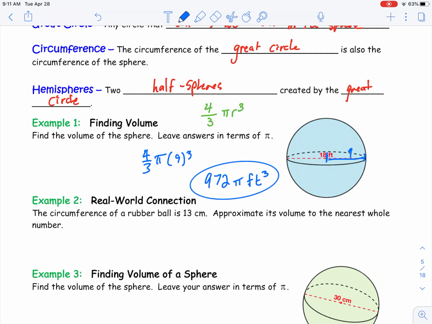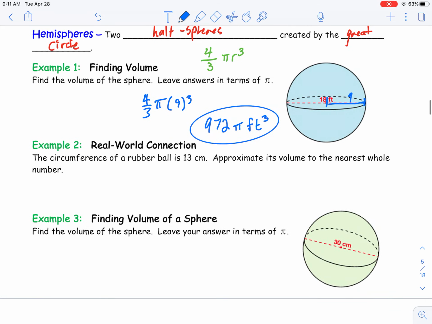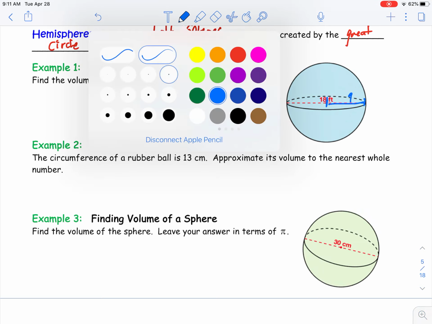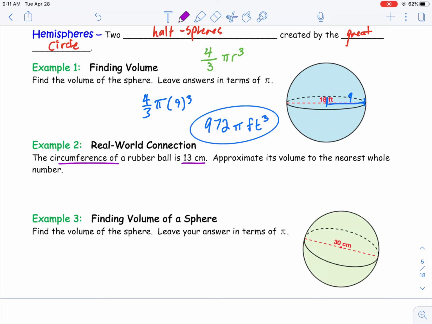Notice I could be given information that doesn't directly tell me the radius, but in almost every situation, finding the radius is going to be easy. So for example, notice here, someone tells me the circumference is 13 centimeters. Well, all I need to remember is that circumference comes from pi times diameter. Or also, circumference is 2 pi times the radius. Well, what do I know? Well, I know that the circumference is 13.